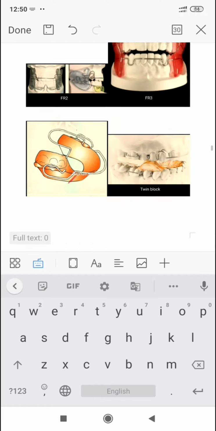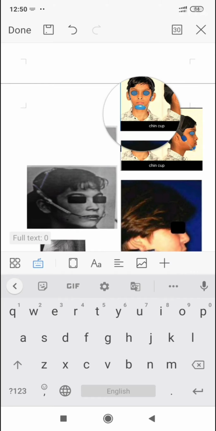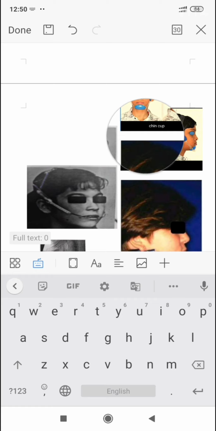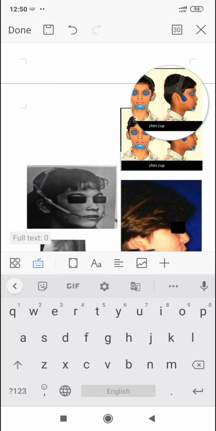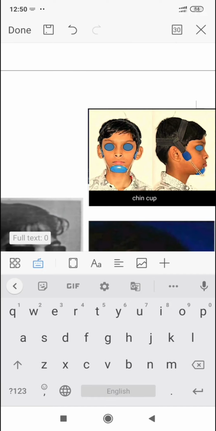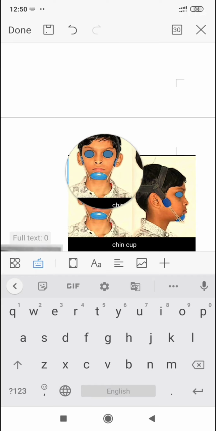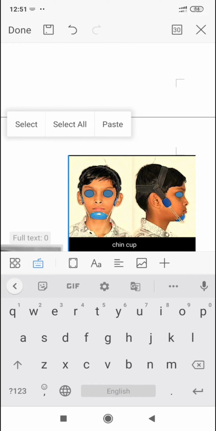Now coming to the chin cup. Yes, this is the chin cup, as you see, on the mandible. This chin cup is used in correction of class 3 malocclusion. As I have discussed, the indication of chin cup is prognathic mandible, which is seen in case of class 3 malocclusion. It's of two types: occipital pull chin cup or high pull chin cup, and vertical pull chin cup.